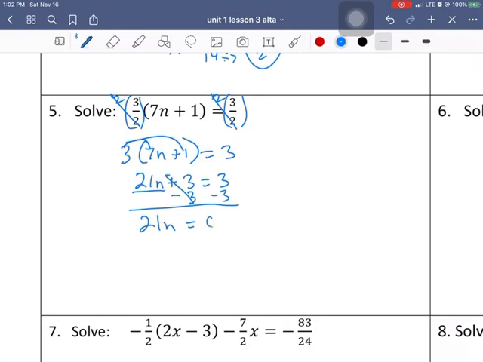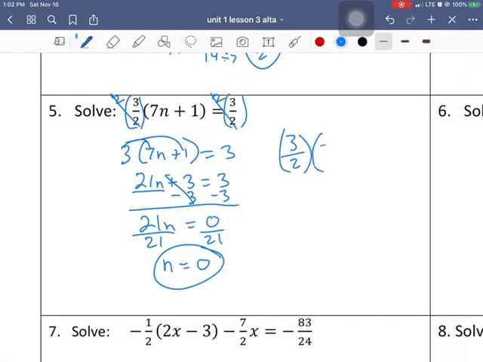21n equals 0, which is kind of strange, but just follow the rules. Keep going. N equals 0. Okay, so this is the one you can put back in just to check. I'm saying that if I did this right, then this times 0 plus 1 equals the same thing.